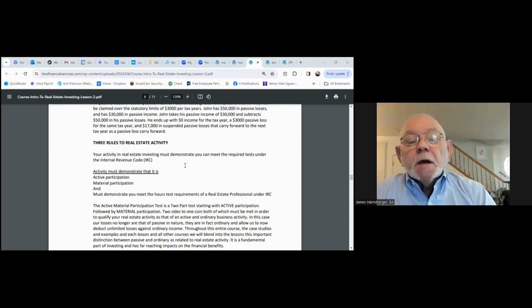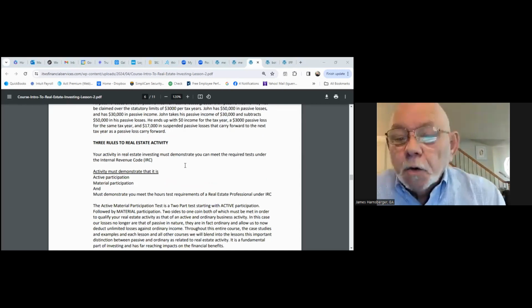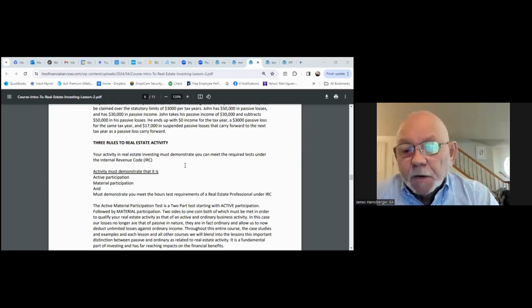There are 3 rules. These are the 3 golden rules to all real estate activity. And once you understand these rules, you'll see the importance of the composition and structure of how you invest in real estate actually matters a big deal.